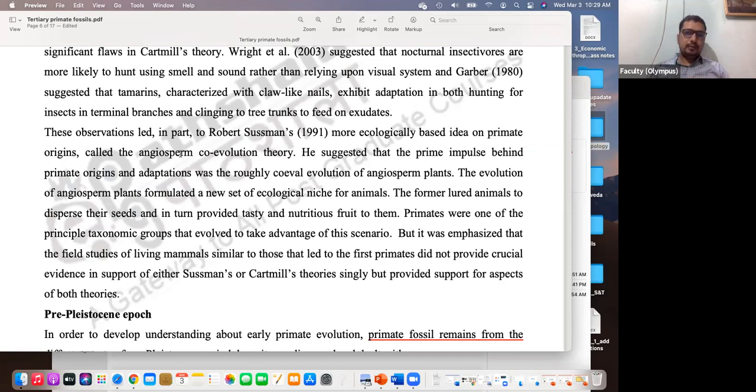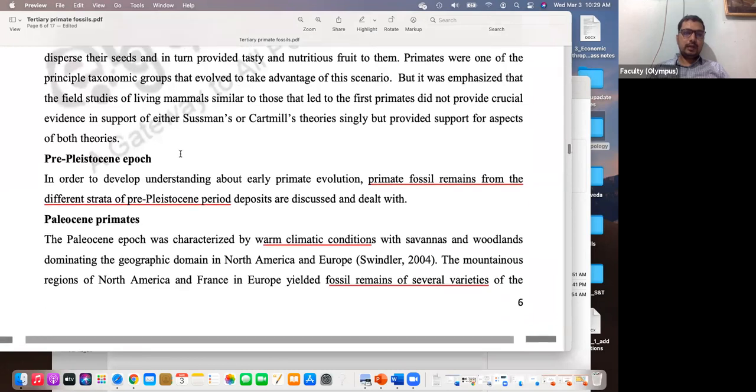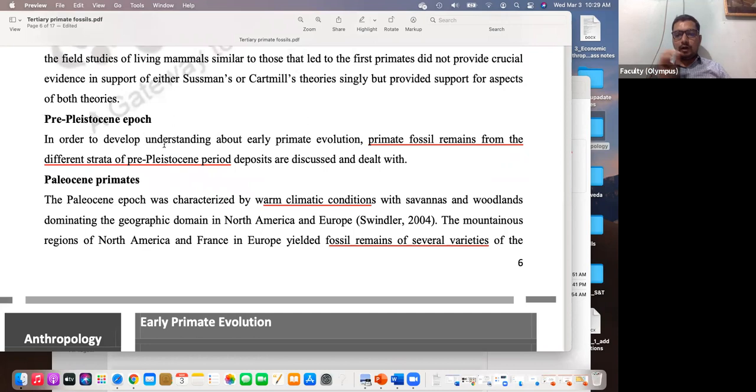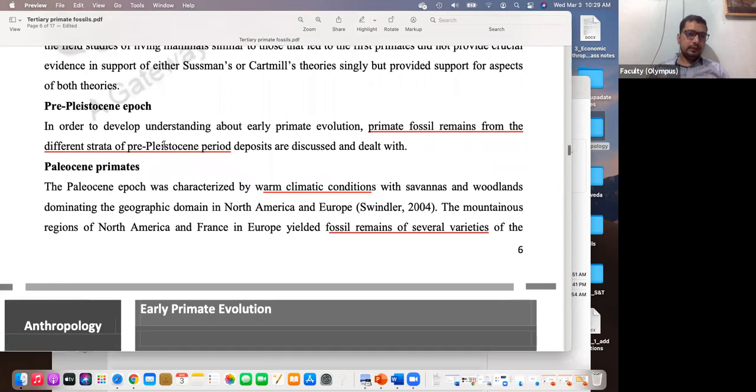Okay, and many theories attempted to explain why primates originated like that. But our focus, as per the syllabus, is on understanding what fossils were existing. Okay, so let's go with this.